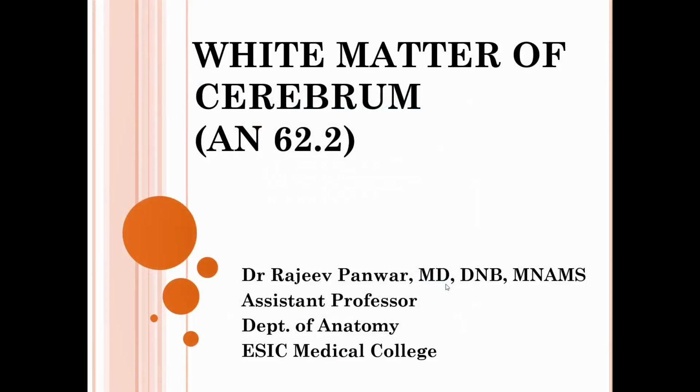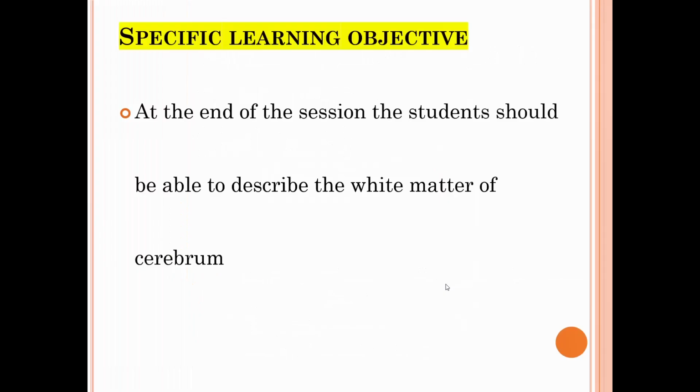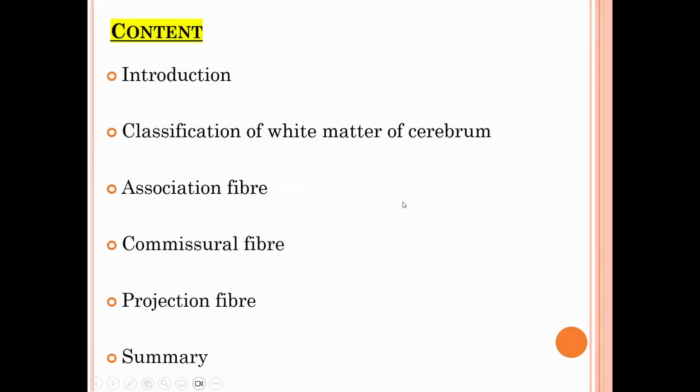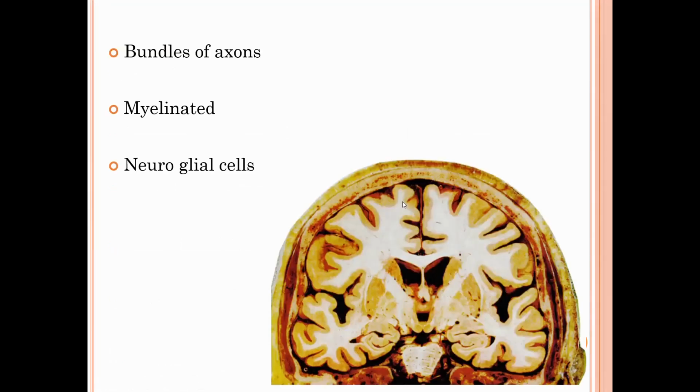So today's topic is white matter of cerebrum. At the end of the session you should be able to describe the white matter of cerebrum and related applied anatomy. These are the contents of today's session: introduction, classification, the different types of white matter, that is association fiber, commissural fiber, projection fiber, and summary.